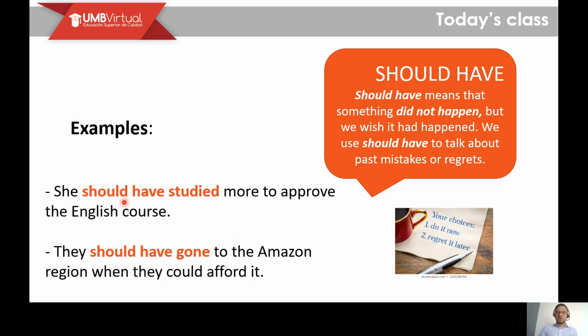This is the grammar structure. Remember, subject plus should have plus the past participle of the main verb and the complement. Remember that should have we use when something in the past didn't happen, and we wish it had happened. So we talk about past mistakes or regrets.